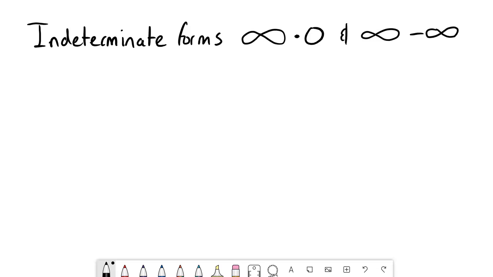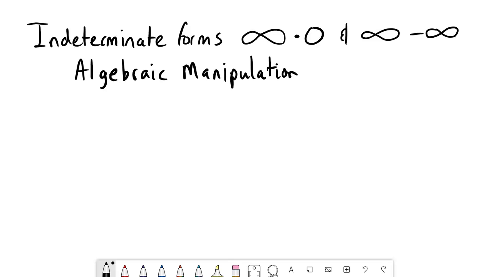Sometimes we have to handle these forms by using some kind of algebraic manipulation to make it look like 0 over 0 or infinity over infinity. So we have to use algebraic manipulation with these types of indeterminate forms, right? I'll just write it here: algebraic manipulation to get to an indeterminate form that we're more comfortable with, right?